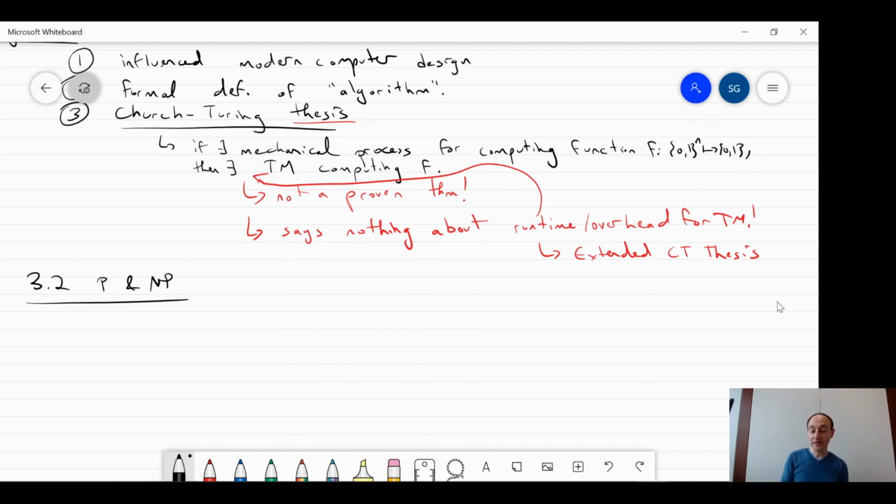So roughly speaking, P is going to be the set of problems we can solve efficiently on a computer, meaning in polynomial time. And NP will be the set of problems which we don't know how to solve efficiently, but at least if you give me the answer, I can check the answer efficiently.